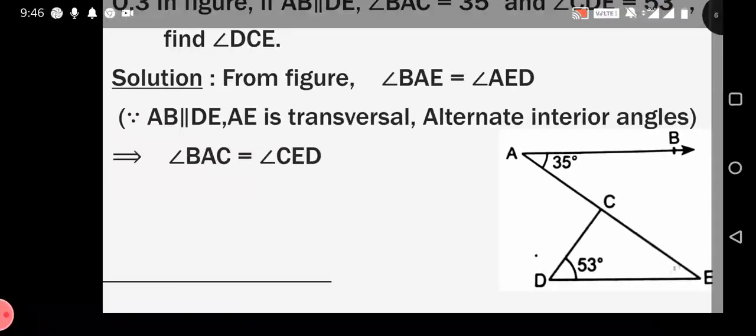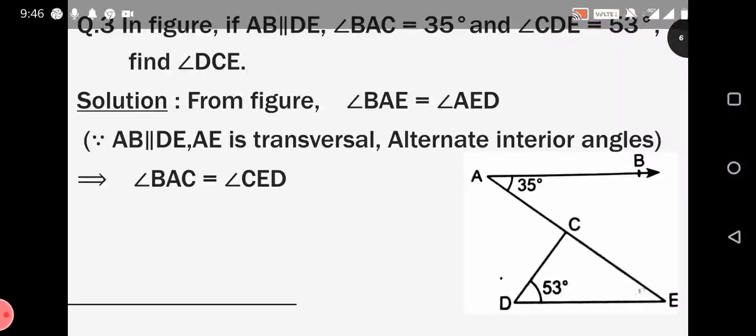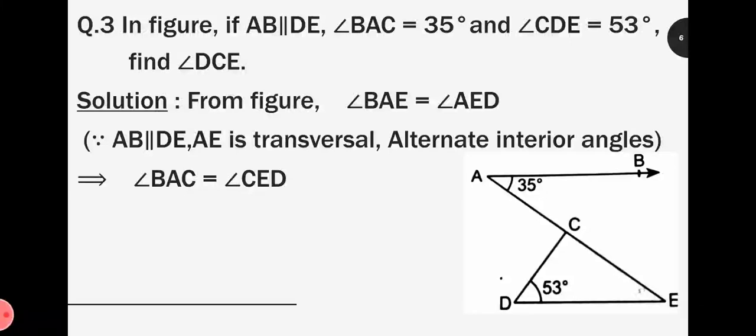Already we can see in the question that the value of angle BAC is given as 35 degrees. Therefore, angle CED will also be 35 degrees.